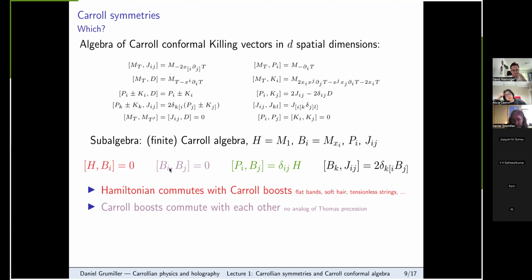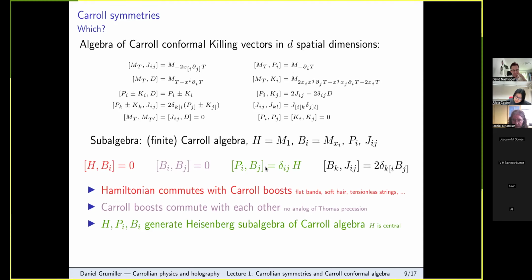The second commutator is also different from the Lorentzian case. The Carroll boosts commute with each other, so you don't have any analog of Thomas precession, but it's a bit less unusual because this is also true in the Galilean case. And finally, the last commutator here shows that the subalgebra generated by H, P_i, and B_i, so translations and boosts, is actually a Heisenberg subalgebra of the Carroll algebra. And in this Heisenberg subalgebra, this quantity H appears as a central element. So that's again an unusual property of this algebra. The Hamiltonian is a central element of the algebra.